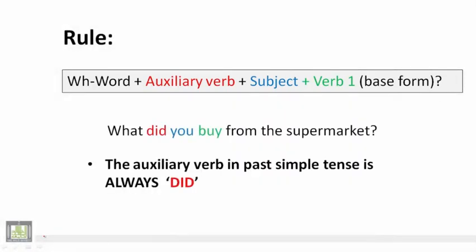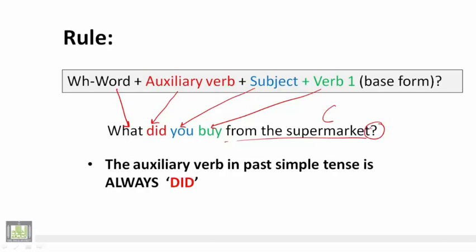Now let's have a look at one example. What did you buy from the supermarket? We notice here that the WH word is what, the auxiliary verb is did, the subject is you, the verb is buy, and this is the complement, and at the end we have a question mark.